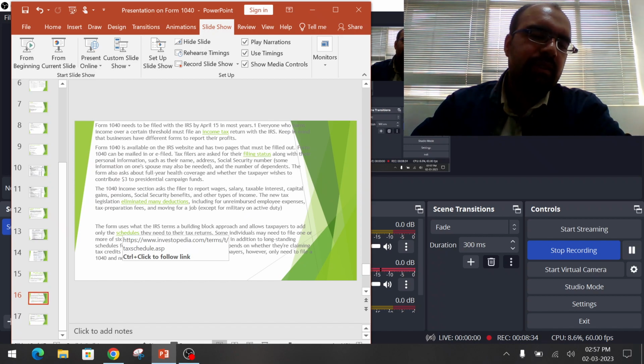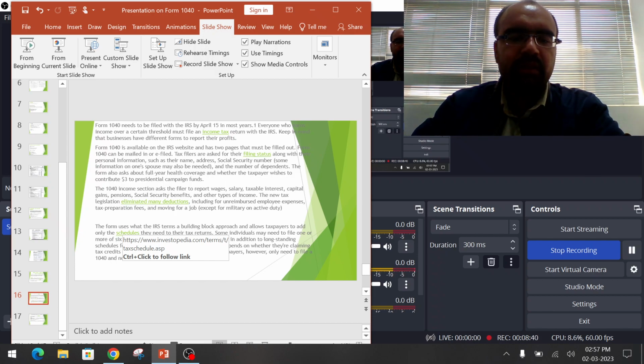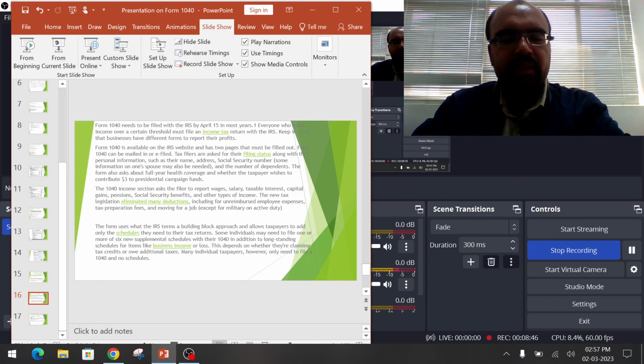Form 1040 needs to be filed with the IRS by April 15th in most years. Everyone who earns income over a certain threshold must file an income tax return with the IRS. Keep in mind that businesses have different forms to report their profits. Form 1040 is available on the IRS website and has two pages that must be filled out. Form 1040 can be mailed in or e-filed.